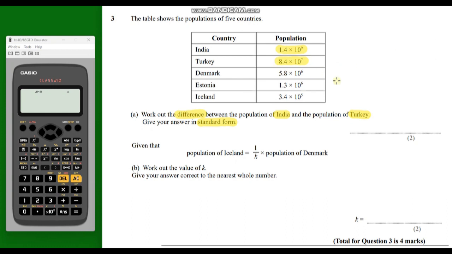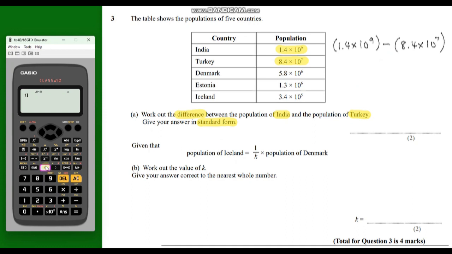And I can see that India is larger, so I'll do that. I'll take Turkey away from India. So we're going to do 1.4 times 10 to the power 9 and then we're going to subtract 8.4 times 10 to the power 7. And I'm putting it in brackets as well. We don't actually need brackets, I'm thinking, for BidMaths, but I'm just going to use them anyway.